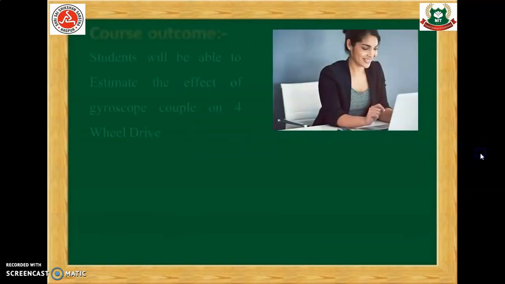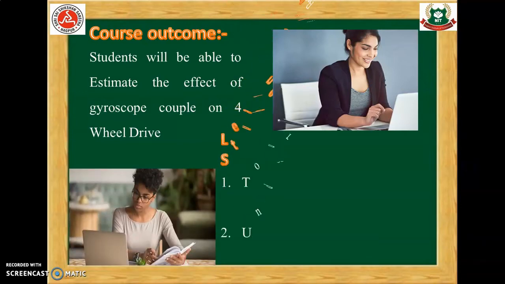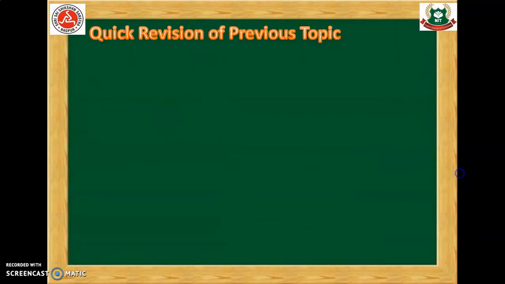Let us see the course outcome. Students will be able to estimate the effect of gyroscopic couple on four-wheel drive. The learning outcome is you will be able to understand the gyroscopic effect and the industrial application of gyroscope.